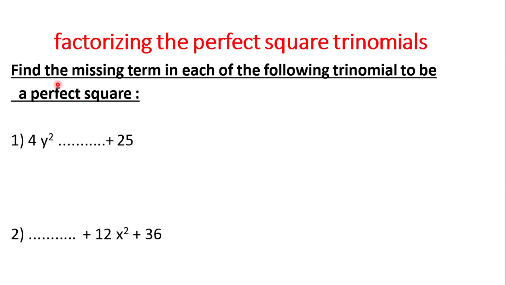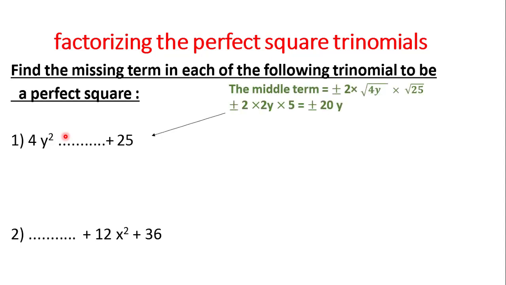In this exercise, I want to find the missing term in each of the following trinomials. The first one, 4y power 2, and here positive 25. So I have the first term and the third term. I want the middle term. We said before the middle term is positive or negative 2 times root first times root third.